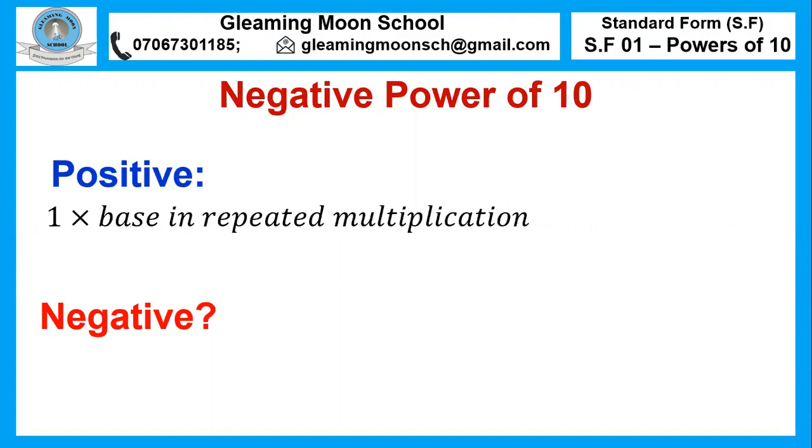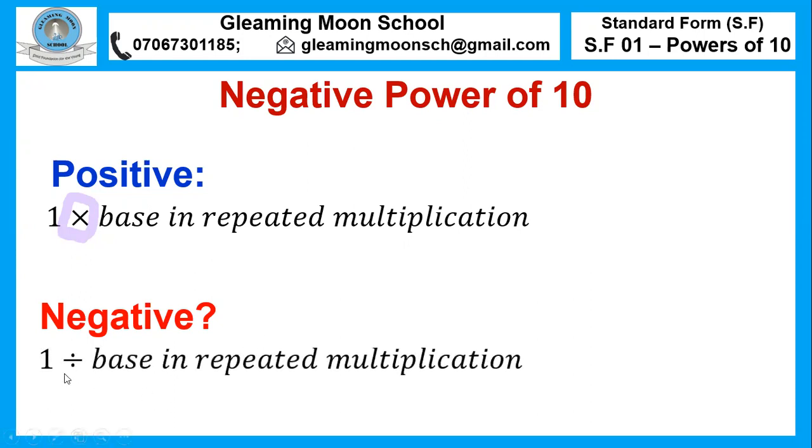Exactly. In the positive, we have times. So that means in the negative, we are going to have the opposite of times. And what is the opposite of times? Divide. So in the negative, we will start from 1 and divide by the base. In positive, we start from 1 and multiply by the base. But in negative, we start from 1 and divide by the base.